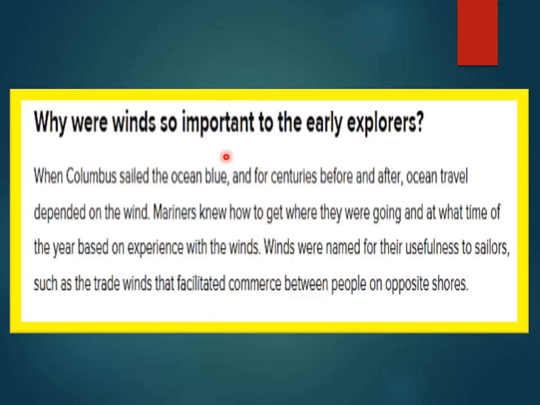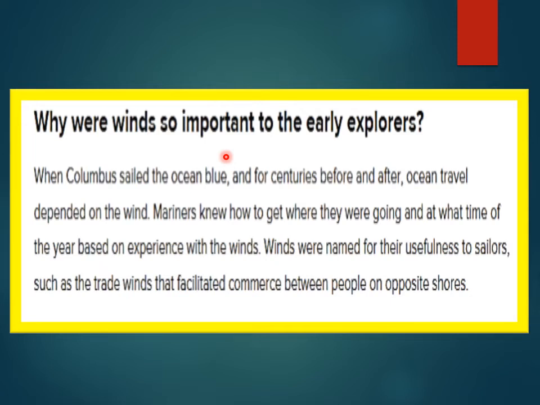Now, why were these planetary winds so important to early sailors? When Christopher Columbus sailed the ocean, and for centuries thereafter, ocean travel depended on wind, and mariners knew how to get there at what time of the year, because they knew that these winds always blew in the same direction throughout the year. This was useful for the sailors and also helped them in trade and commerce, especially between people who were on the opposite side of the sea.